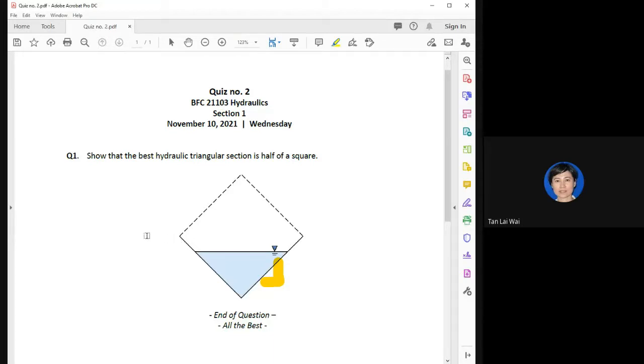If you have a rectangle but not a square, you won't get 45 degrees, basically.